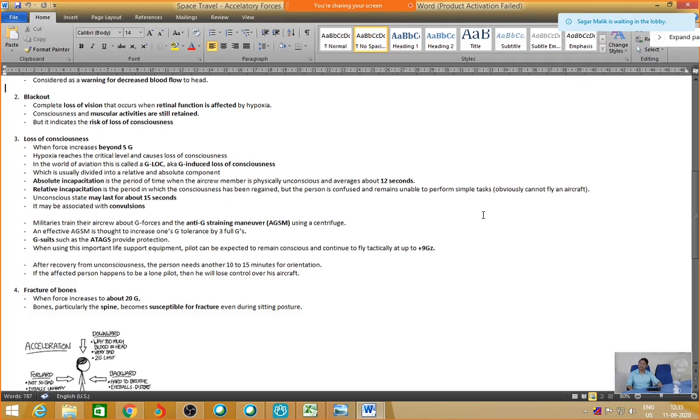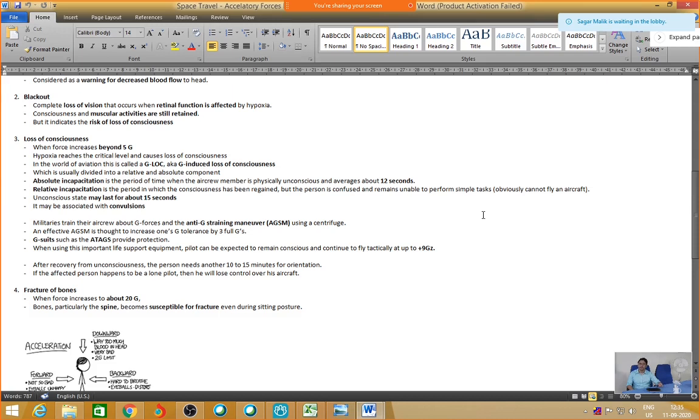It is usually divided into a relative and an absolute phase. Relative phase means the phase of incapacitation in which the consciousness has been regained, but the person is confused and still unable to perform his job. And absolute incapacitation means the phase where the person has lost consciousness, and generally the person is not responsive. That means he or she will not respond during that phase. First the absolute phase will come, then the relative phase will come.